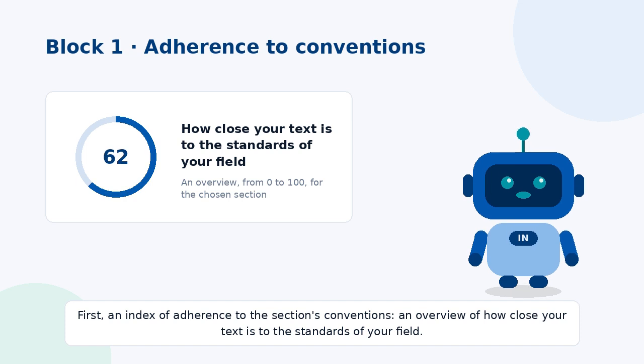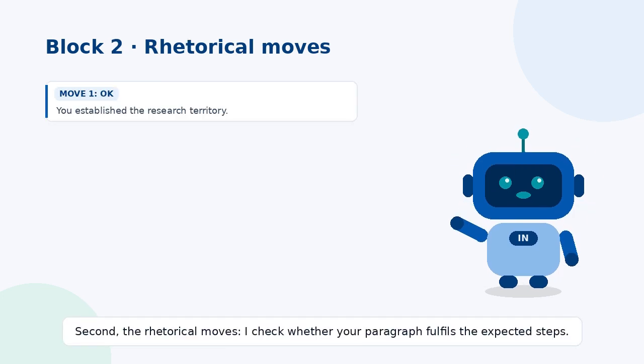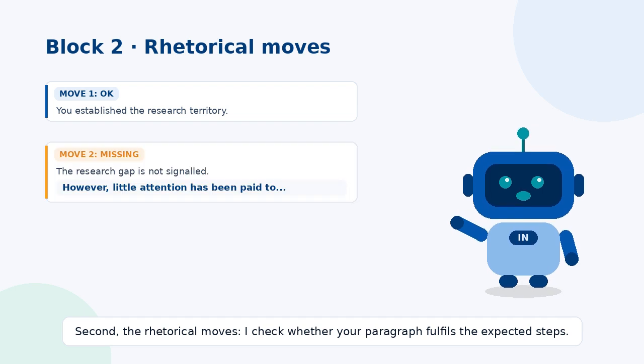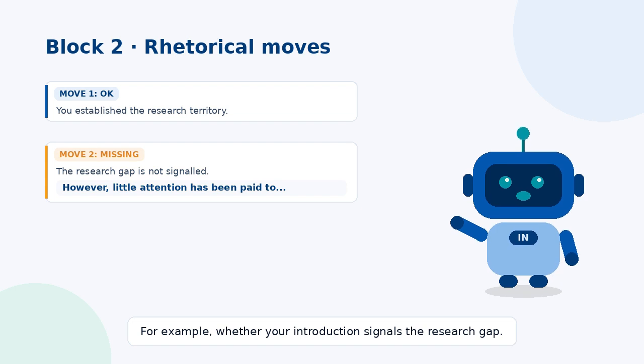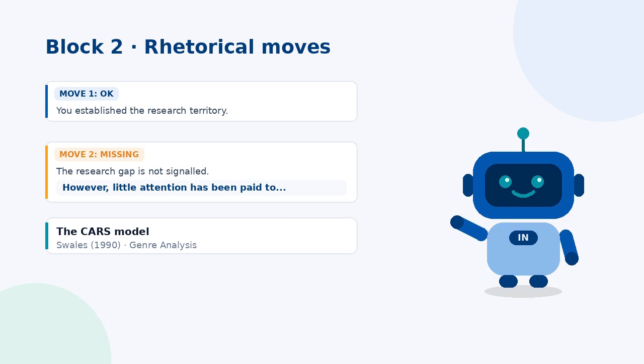First, an index of adherence to the section's conventions, an overview of how close your text is to the standards of your field. Second, the rhetorical moves. I check whether your paragraph fulfills the expected steps. For example, whether your introduction signals the research gap. This model comes from the linguist John Swales, and I'll explain it in the next video.